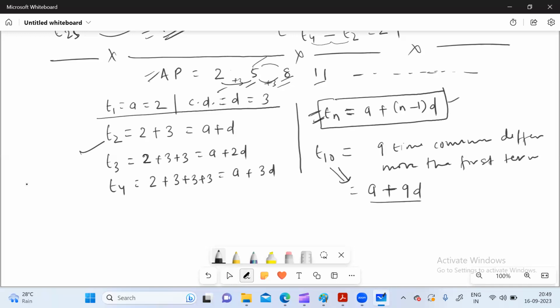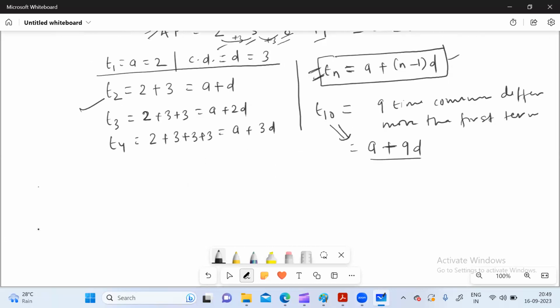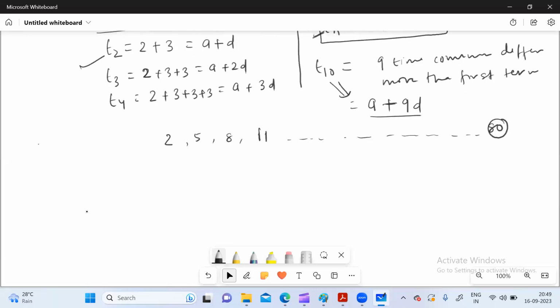Now, for the same AP, the second question: it started with 2 and the common difference is, sorry, 3. So 2, 5, 8, 11, and like this it is going ahead. And there is a term, let's say 80. So two questions arise, and of course three questions arise, but it will be two valid questions and one particular situation.